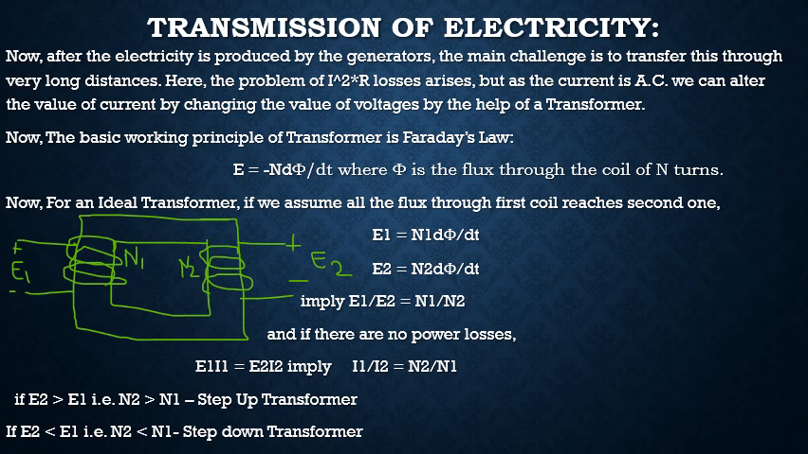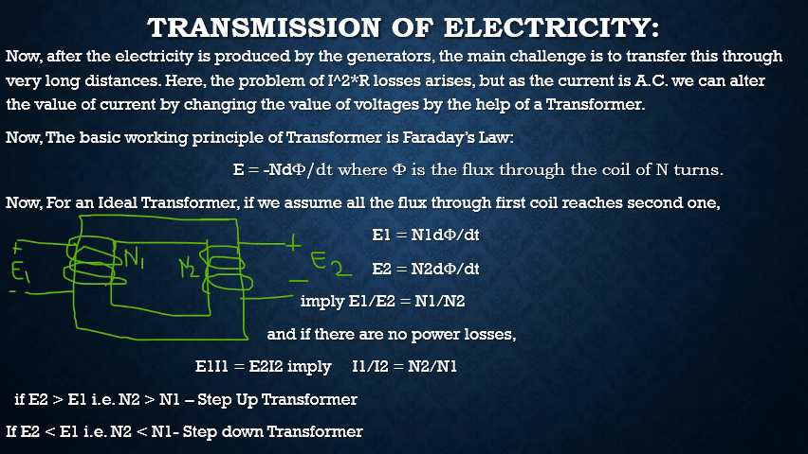Now the next step in the power grid is the transmission of electricity. After the electricity is produced, the main challenge is to transfer it over very long distances. Here the problem of I square R losses arises. But as the current is AC, we can alter the value of current by changing the value of voltage with the help of a transformer.